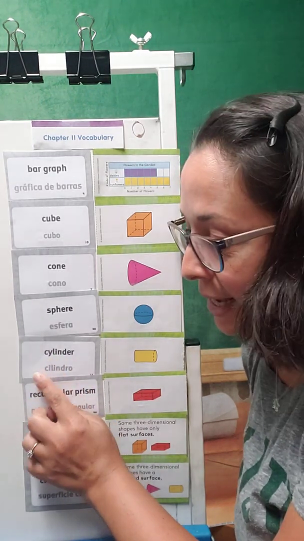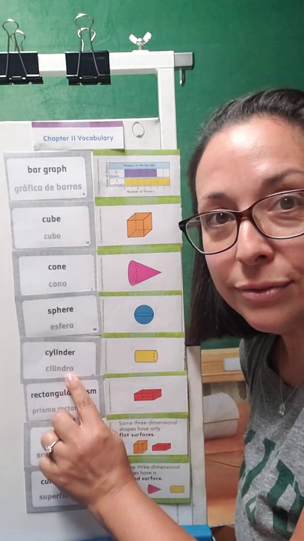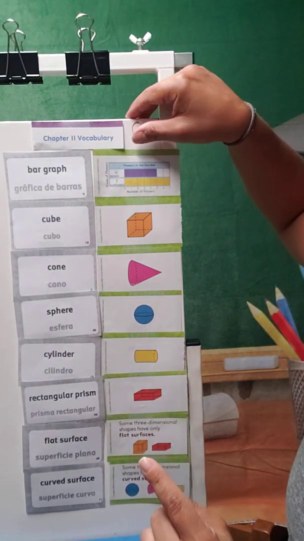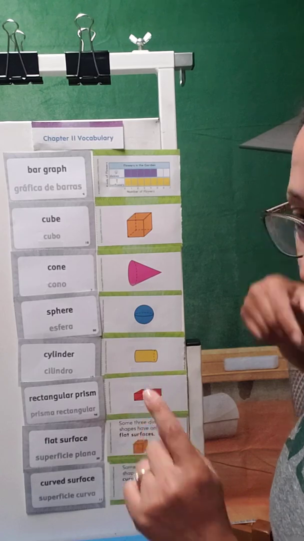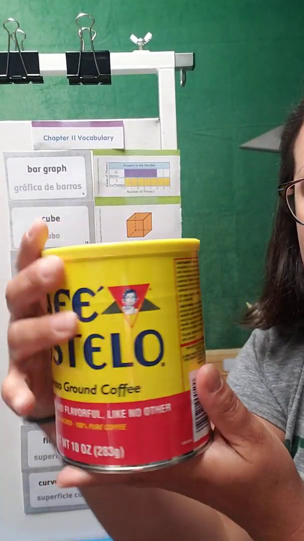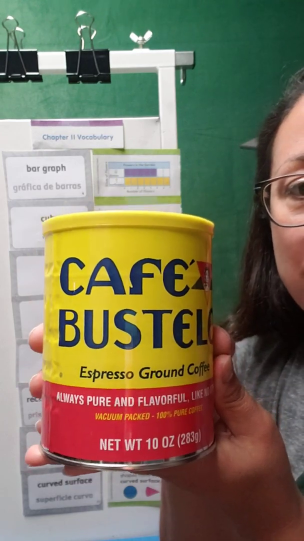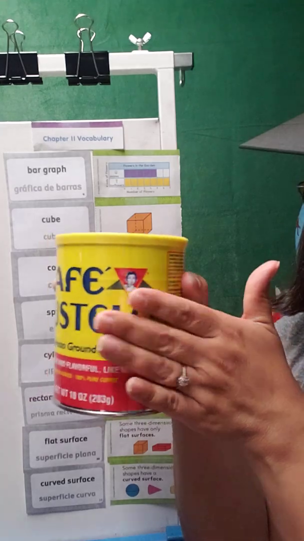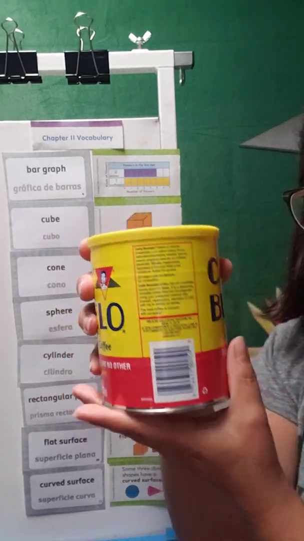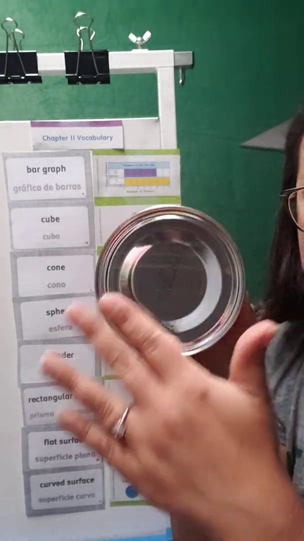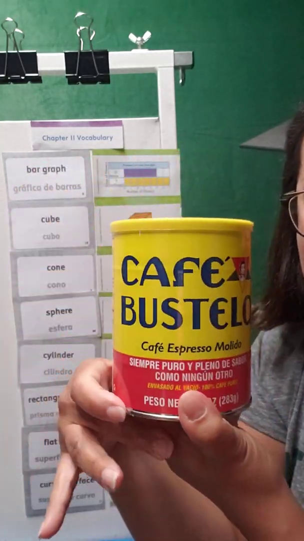Cylinder. Cilindro. Okay, and that's this type of shape. And it is not a rectangle. I'm going to show you two types of cylinders. Okay, so this is a can of coffee. And it is a cylinder because it's all curved, es curvado, but then it has a flat side here. Esta parte es plana. And the bottom is also flat, so it has two flat sides.